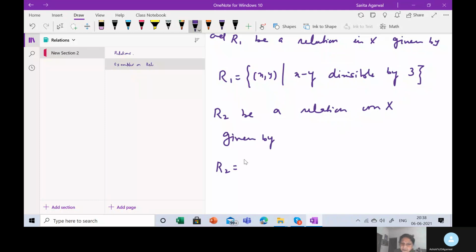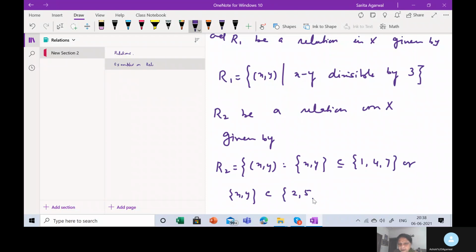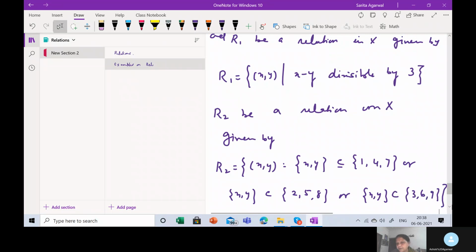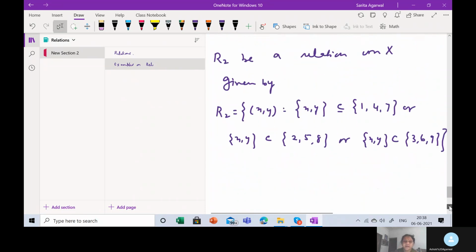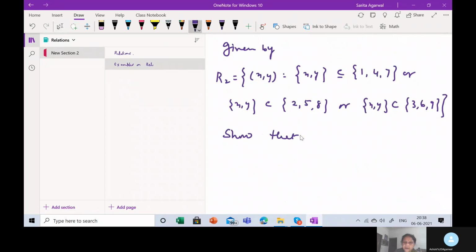this R2 is again chosen, where the elements xy are chosen from X such that xy are either from 1, 4, 7, or xy are from 2, 5, 8, or xy are from 3, 6, 9. Right? Then show that R1 equal to R2.